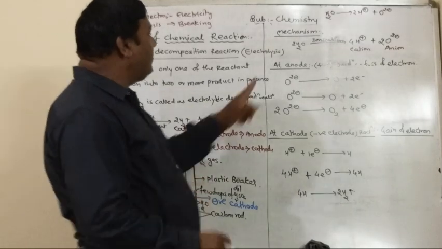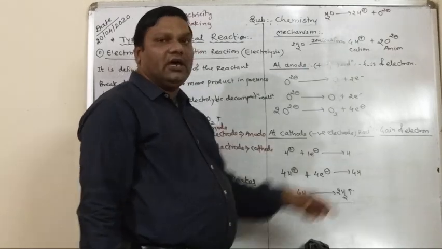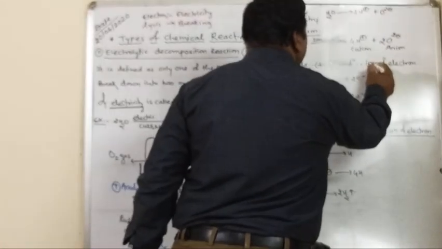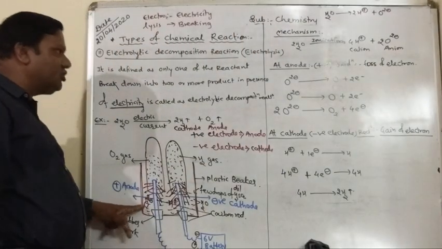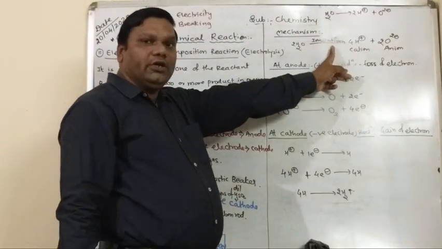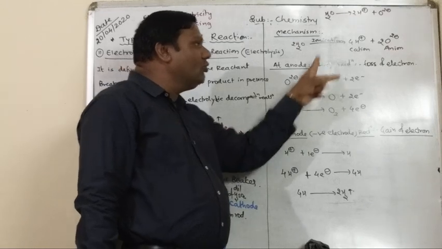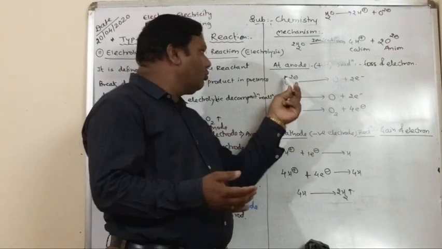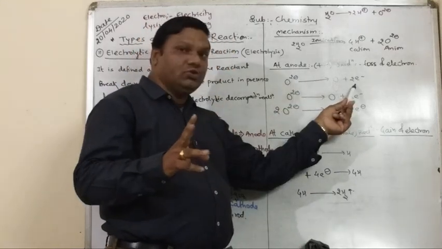Okay, so at the anode, which is the positive electrode, oxidation takes place. Oxidation means loss of electrons. So which ion will be attracted there? Oxygen 2 minus. Where did oxygen 2 minus come from? When the water molecule breaks down. So oxygen 2 minus loses electrons. One oxygen has 2 extra electrons, so one oxygen loses 2 electrons.